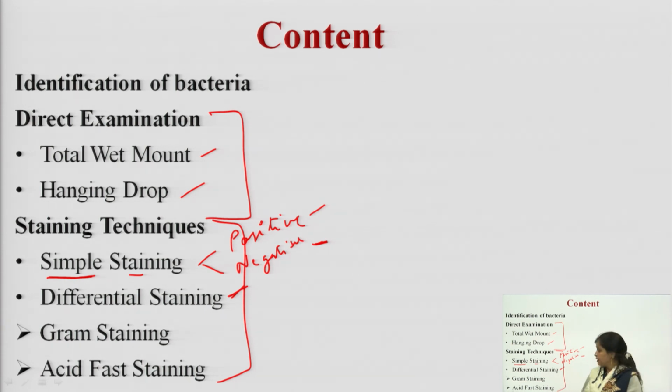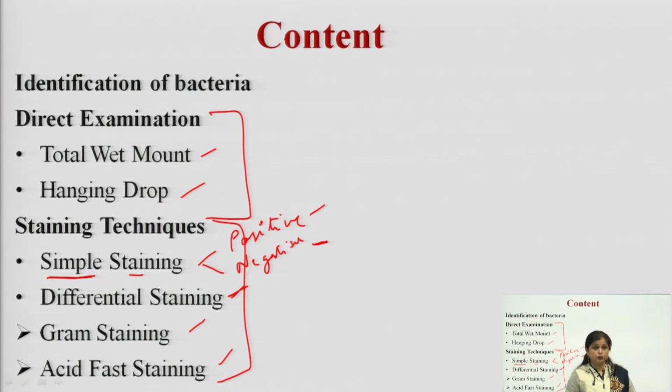We have the gram staining technique under differential staining, and the acid fast staining technique under differential staining. With a single experiment, we will be able to differentiate whether our sample contains gram positive bacteria or gram negative bacteria. In the same way, we can differentiate whether we have acid fast bacteria or non acid fast bacteria. So if we want to differentiate, we have to add more than one dye within the slide.